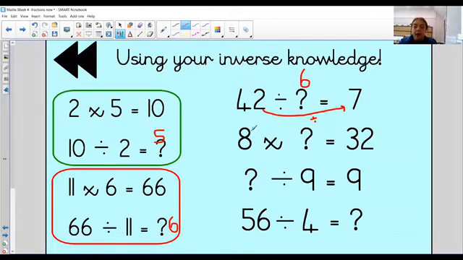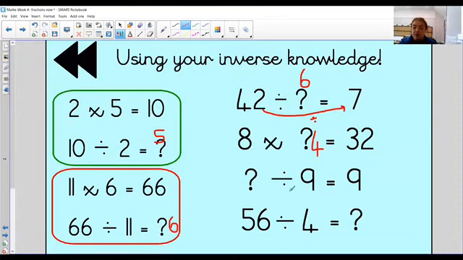Okay, 8 times something is 32. So I can use my multiplication here. So 8, 16, 24, 32. So I know that 8 times by 4 is 32.